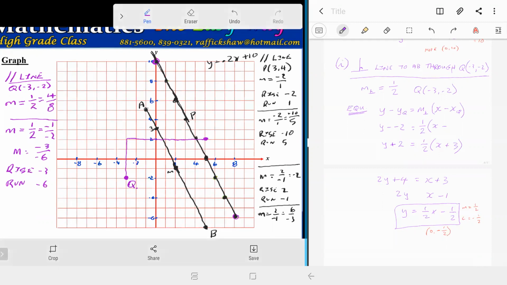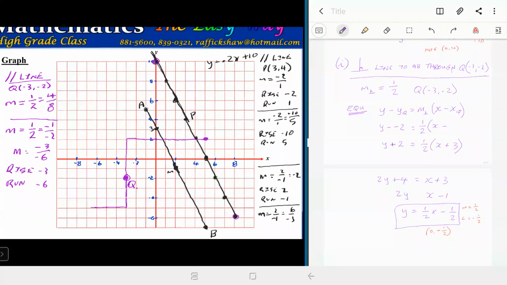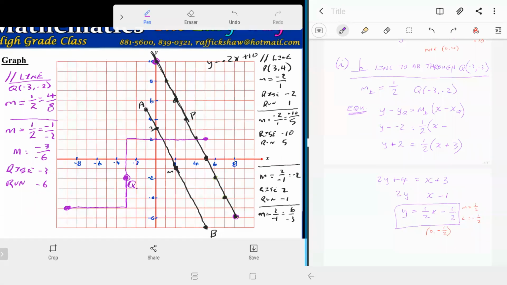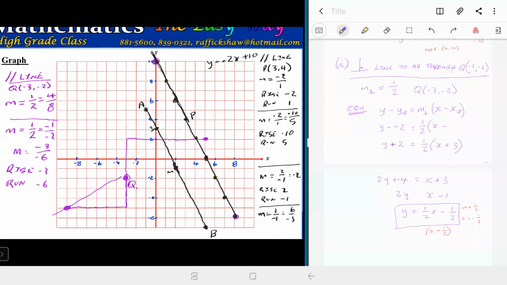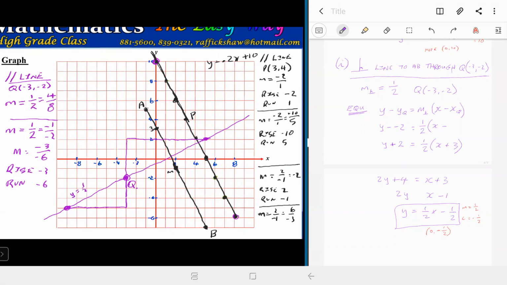So we could rise -3, look, starting at the same point Q. Rise -3, 1, 2, 3, run -6, 1, 2, 3, 4, 5, 6. That point is on the same line. So let me draw the line now using my ruler. Like that. No, that's wrong. Let's try it properly. And then I continue like that. That's my line. So this line now was y equals half x minus half.